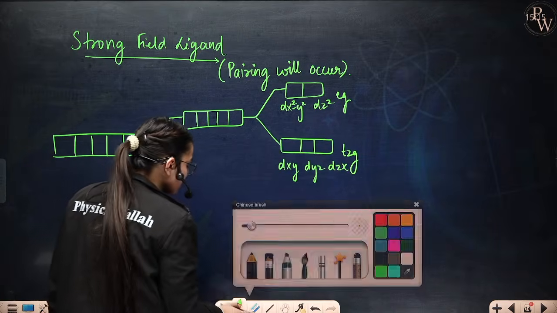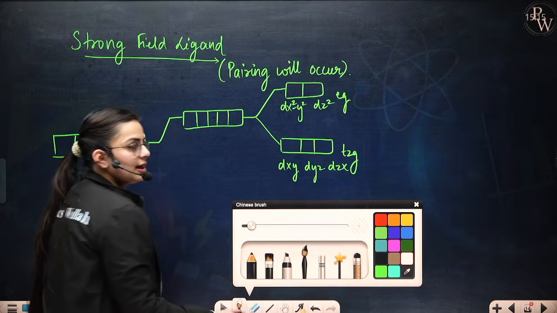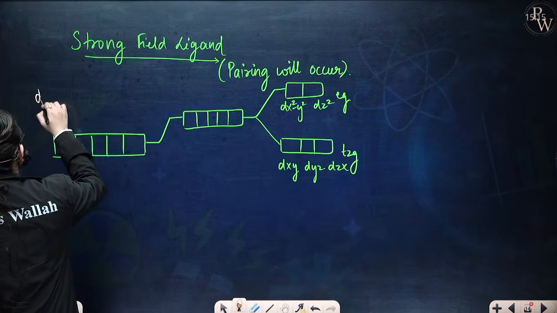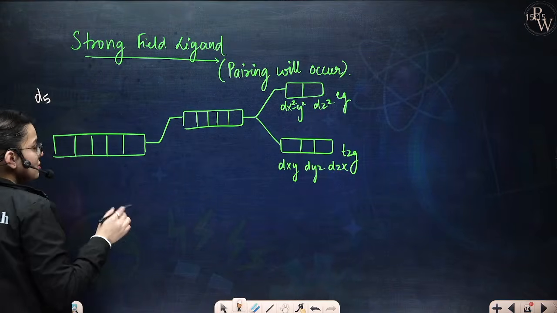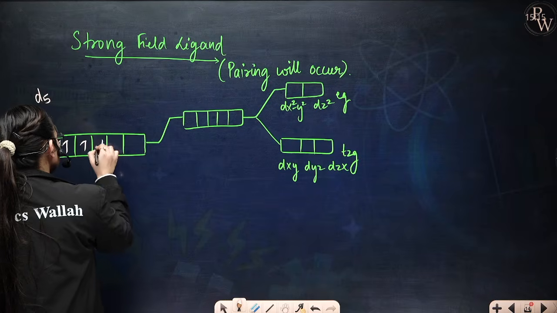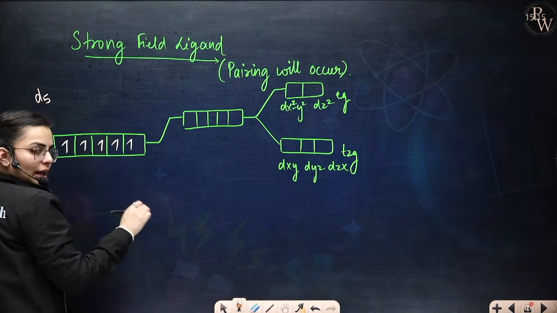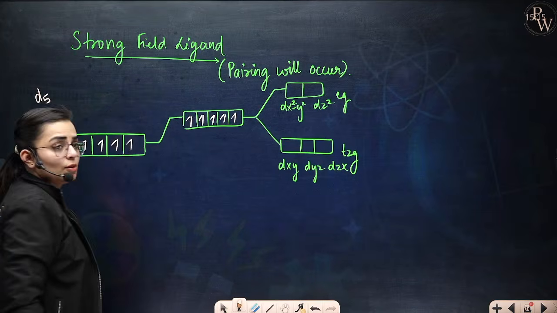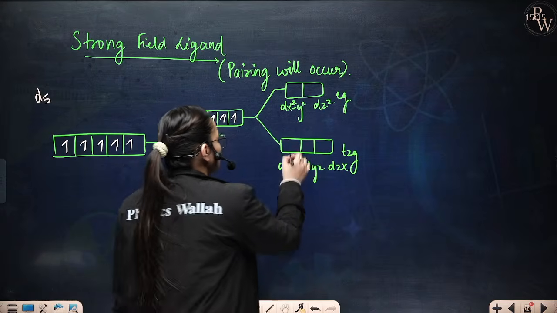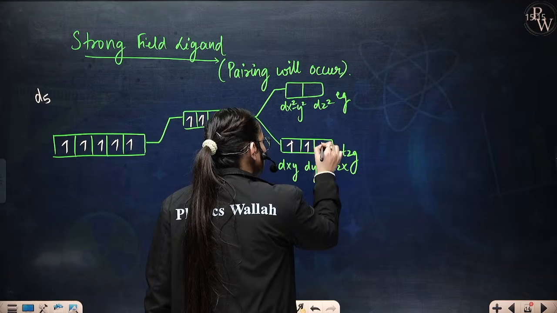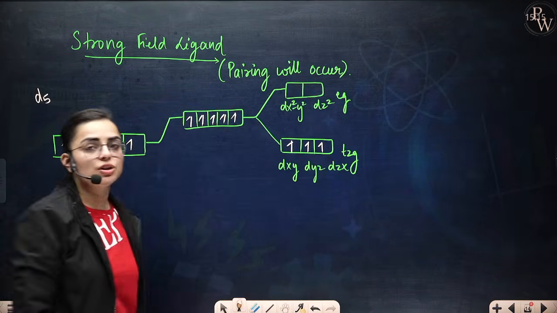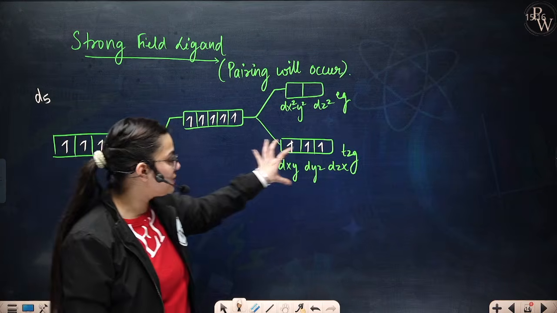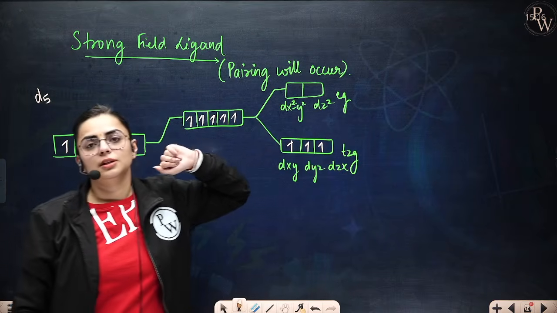Now students, let us take an example of D5. That means 5 electrons you have to fill. So 1, 2, 3, 4, 5. What will happen now? 1 electron, 2 electron, 3 electron. Now will the 4th electron go over there or not? No, it will not go, because in strong field ligand, pairing will occur. First of all, these will get filled up and then they will fill up.